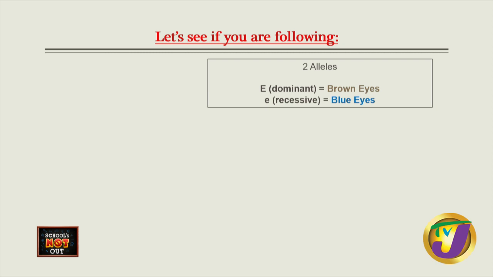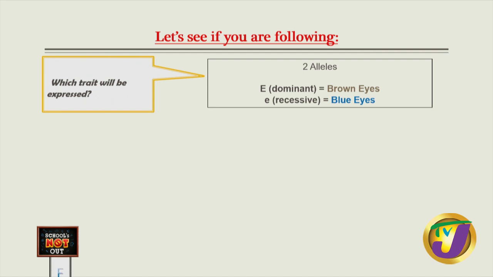E being capital represents brown eyes. And of course, if you have another chromosome that has a small e, which is recessive, it could be blue eyes. So when we have the two possible combinations, what would be the trait that will be expressed within this child?